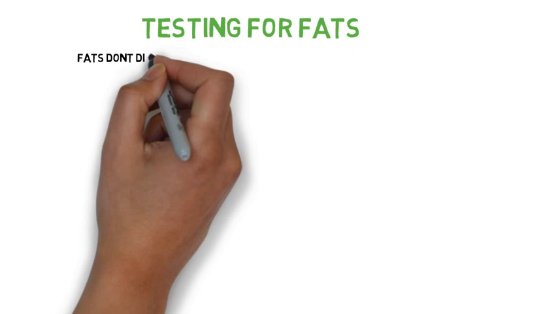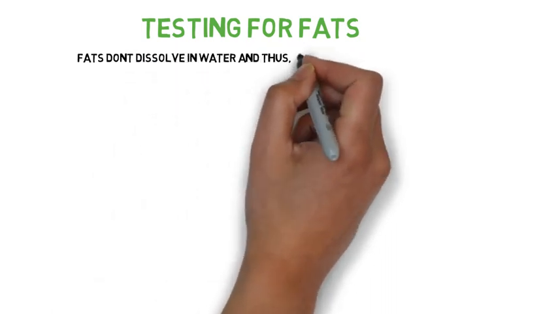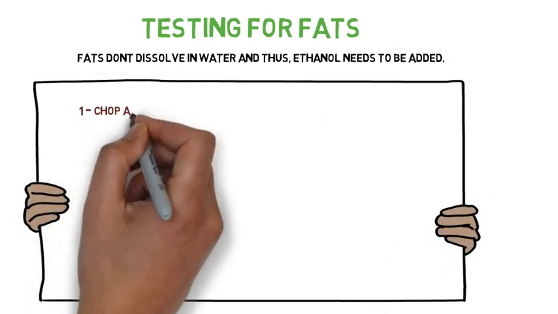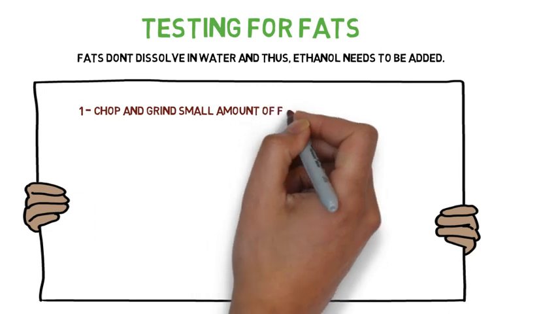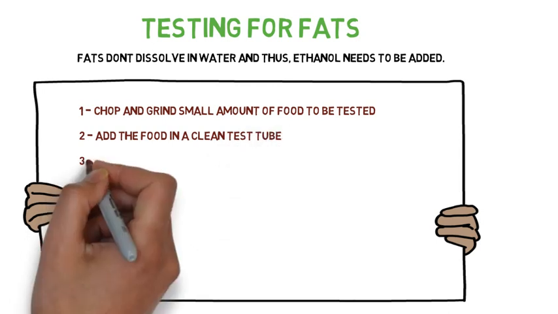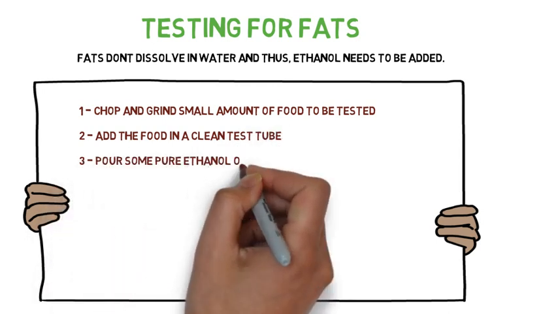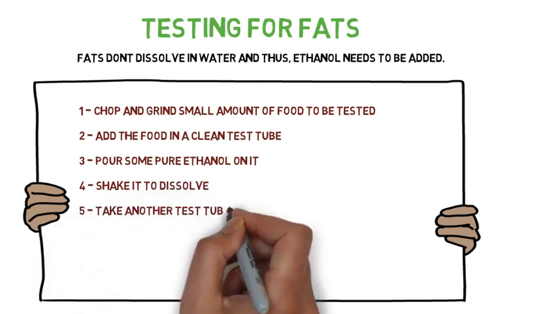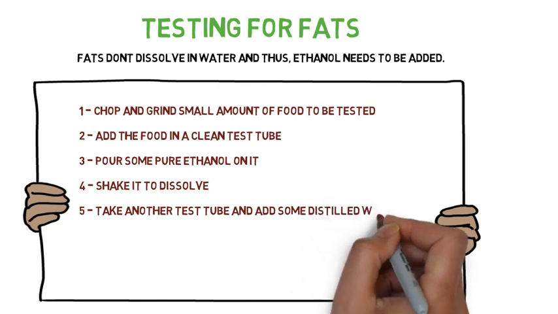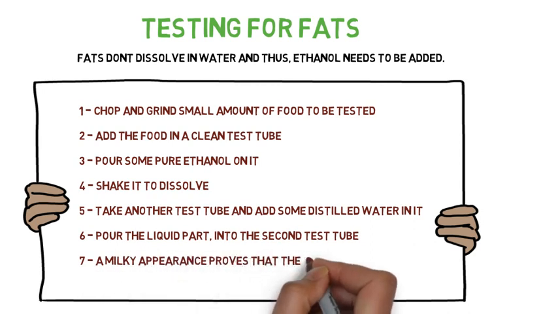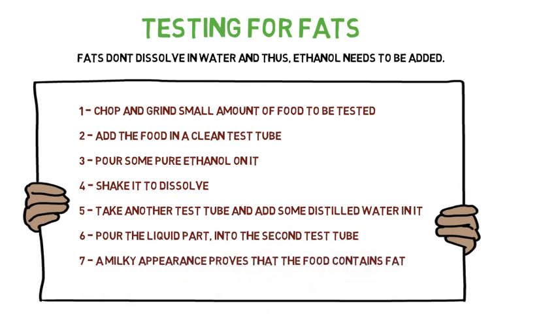Testing for fats. Fats don't dissolve in water and thus ethanol needs to be added. Use the following steps. 1. Chop and grind small amounts of food to be tested. 2. Add the food into a clean test tube. 3. Pour some pure ethanol onto it. 4. Shake it to dissolve. 5. Take another test tube and add some distilled water into it. 6. Pour the liquid part into the second test tube. A milky appearance proves that the food contains fat.